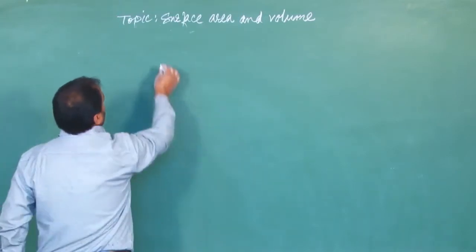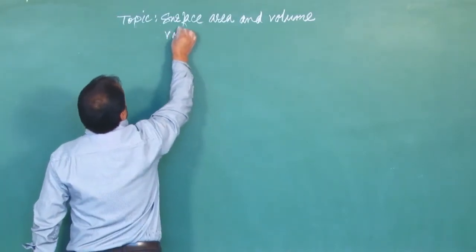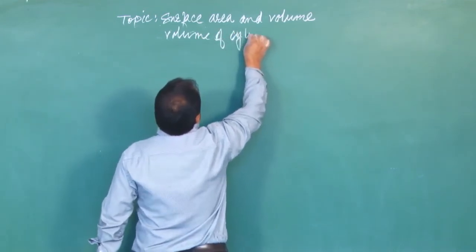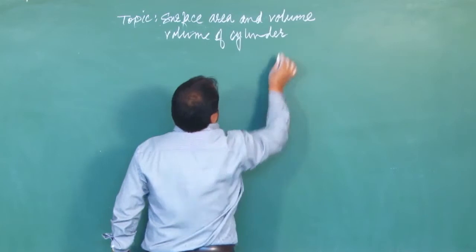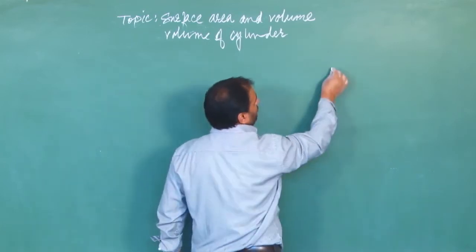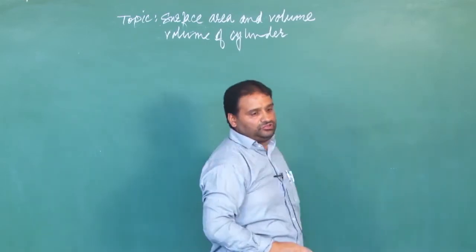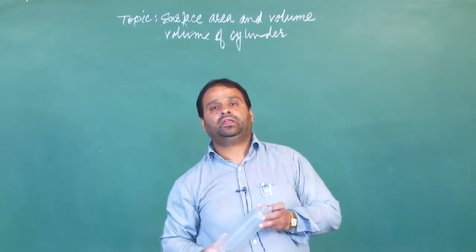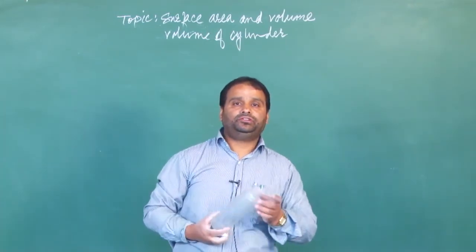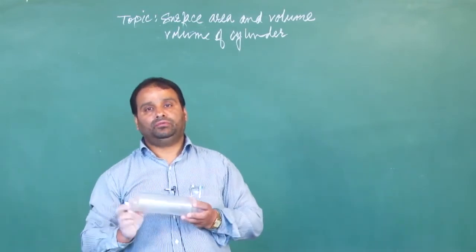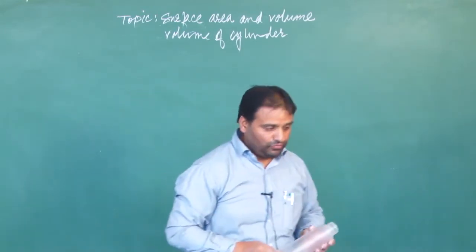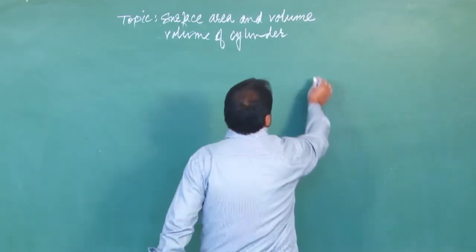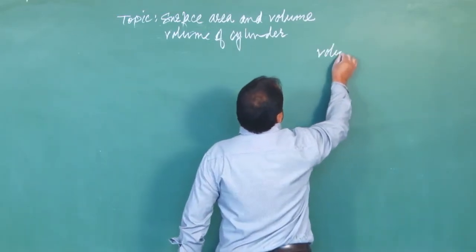Now, we will find the volume of the cylinder. Volume is actually the capacity. If we take that cylindrical bottle, the amount of water it can hold is its volume. So, the volume of the cylinder is equal to pi r square h.